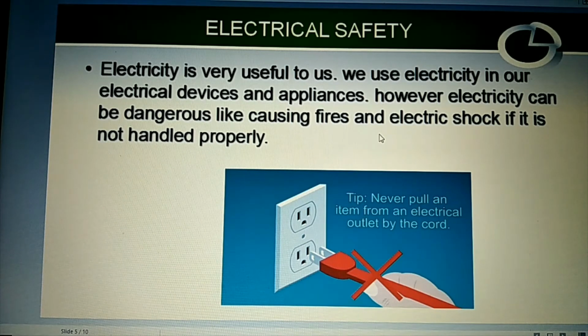Okay, the first thing we are going to be talking about is, look at this picture. Never pull an item from an electrical outlet by the cord. Don't pull anything out of the electrical socket using the cord. You have to use this base.